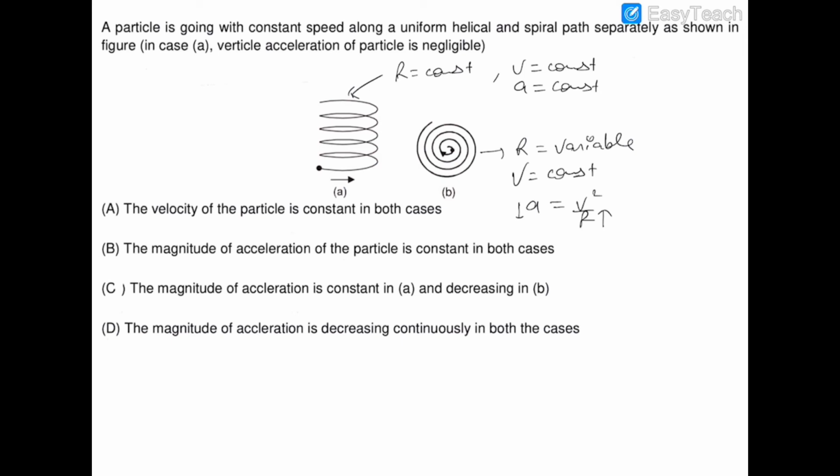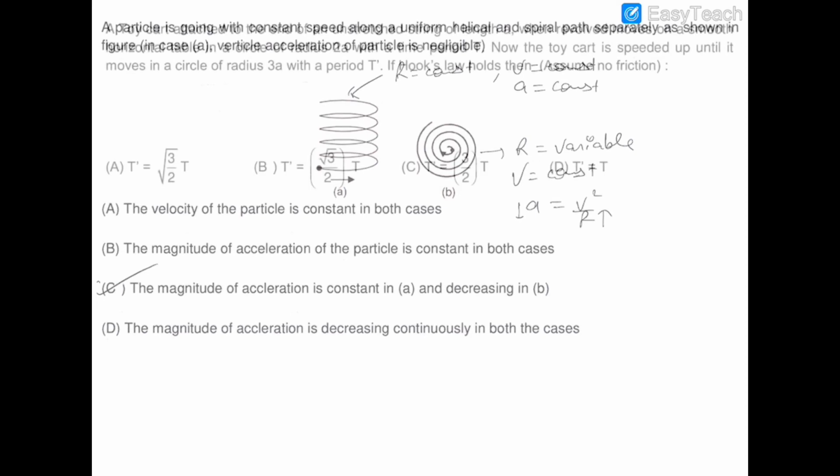The magnitude of the acceleration of the particle is constant in both the cases. It is also incorrect. And option C, that the magnitude of acceleration is constant in A and it is decreasing in B, this is the correct option. And option D, that the magnitude of acceleration is decreasing continuously in both the cases, is also the wrong choice. Thank you.